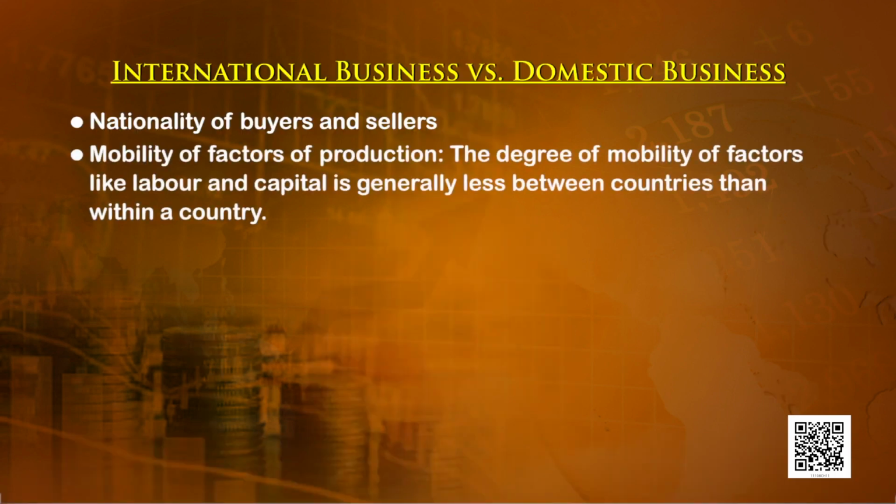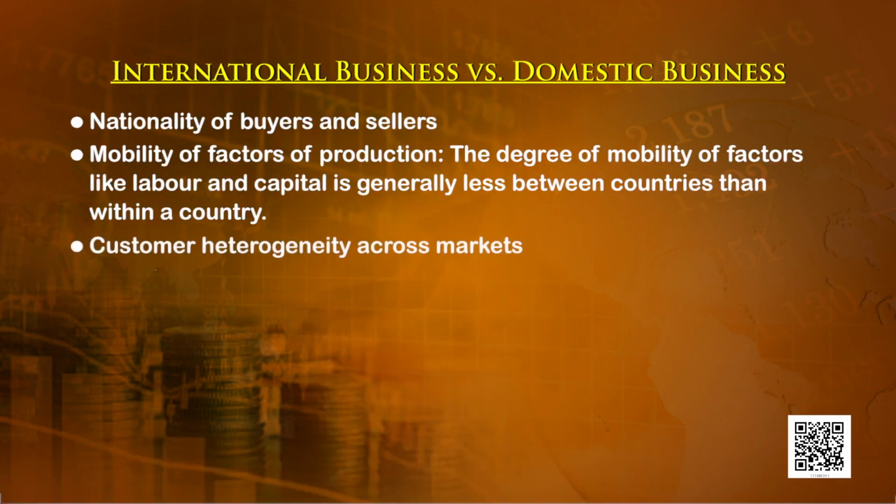Secondly, mobility of factors of production. The degree of mobility of factors of production like labor and capital is generally higher within a country, because it is easier to travel within the country than to travel between countries. That is why labor particularly is more mobile. It can easily move within a country as compared to traveling between or among different countries.